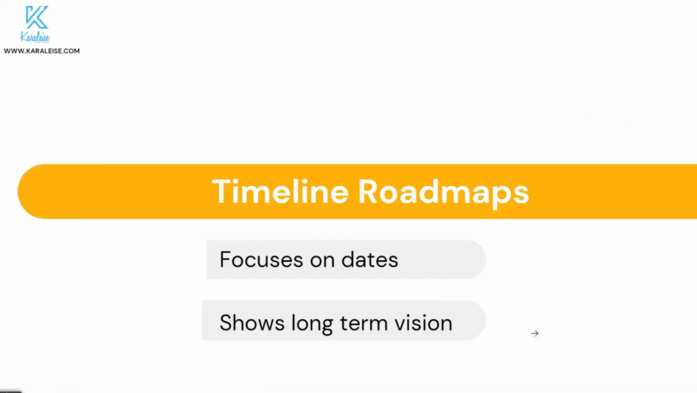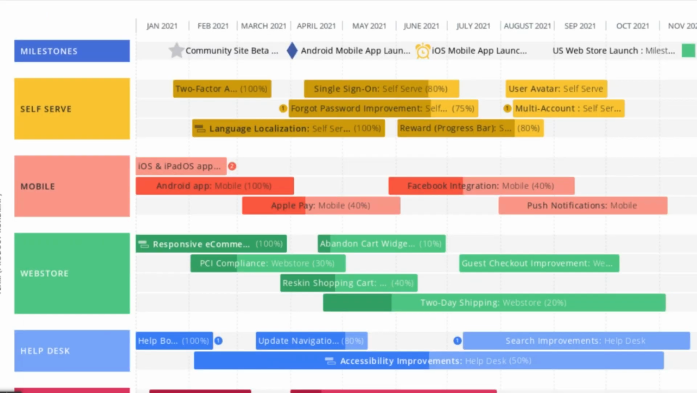The next type of roadmap is a timeline roadmap. This one is very focused on time, as the name suggests, right? So you have dates there, and it's typically a longer term vision for what you're trying to build in the product. So here's an example, right? It looks a lot like a timeline because that's the type of roadmap it is.